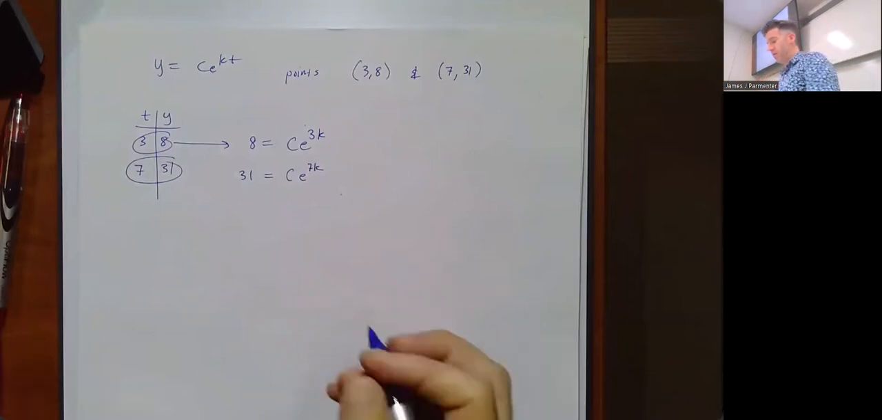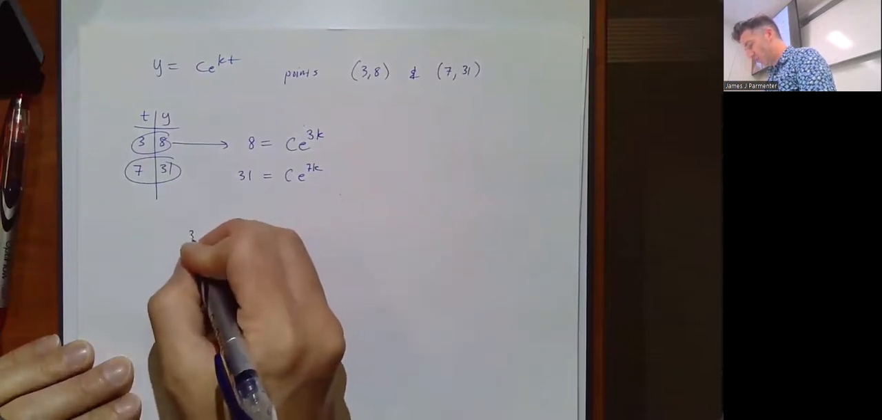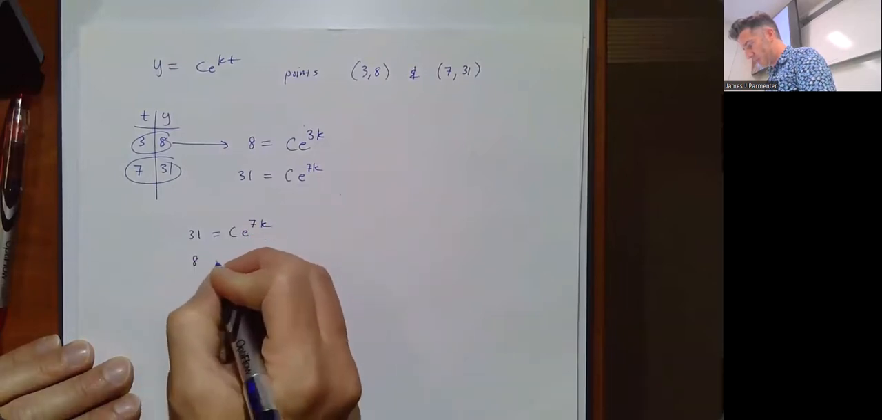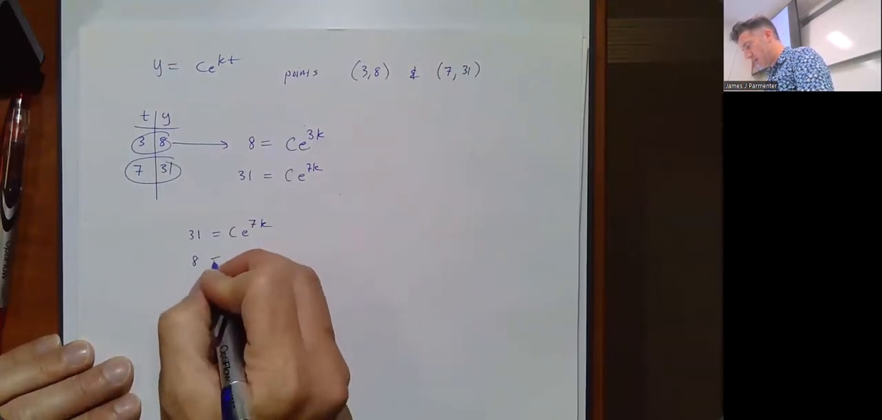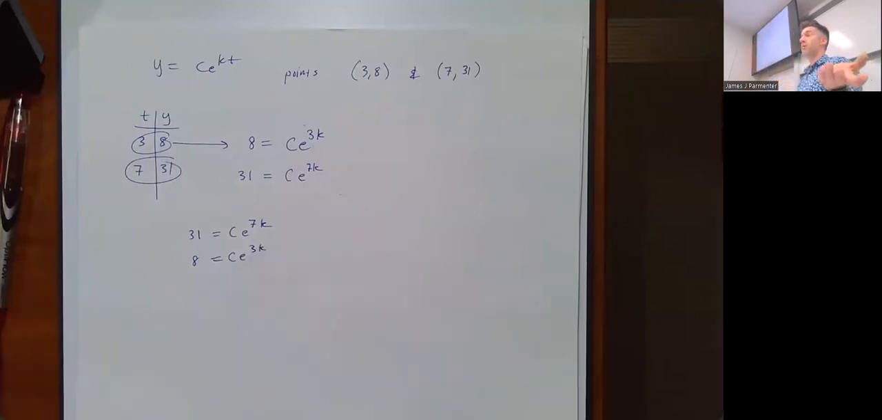Oh well. So I'm going to rewrite these just slightly because there's a nicer way of doing this. So one way of doing this, which I think a lot of people have seen, is to take these equations, 31 equals C e to the 7k and 8 equals C e to the 3k, and to divide them by each other. So I just want to point out something that's going to sound kind of dumb, but it's totally true.